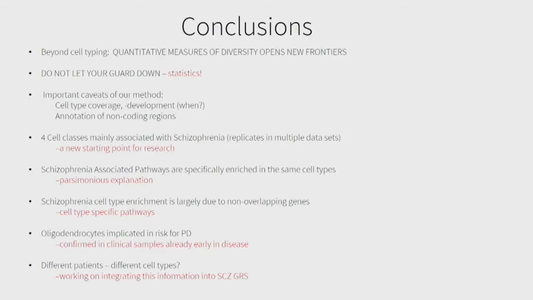Okay, let's come to the conclusion slide. Single-cell sequencing is hailed as letting us find how many different types of neurons there are, but I would say that having quantitative measures of the diversity opens up new measurements, new frontiers in science, and a possibility to merge human genetics with neuroscience.